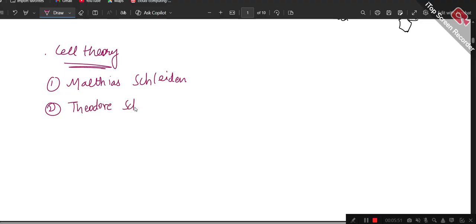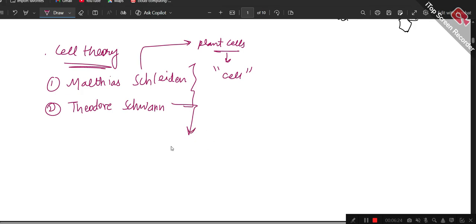Theodore Swan. So these were the two people who gave the cell theory. So what was cell theory about? First of all, let us say that Matthias Schleiden observed all the plant cells. He actually observed the plant cells and he deduced that all the plant cells are made up of cells. Correct? Okay.